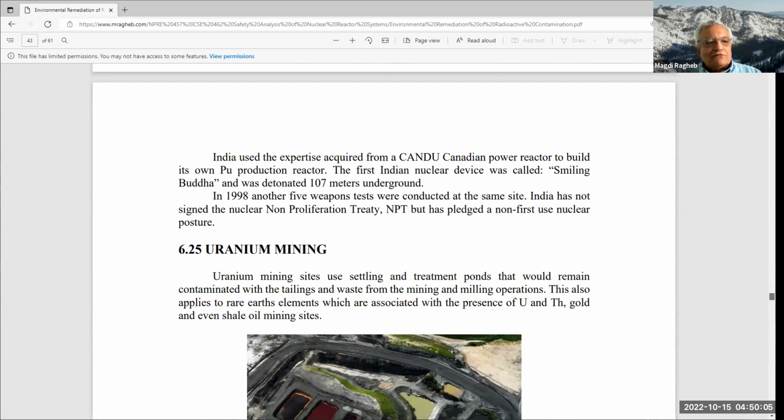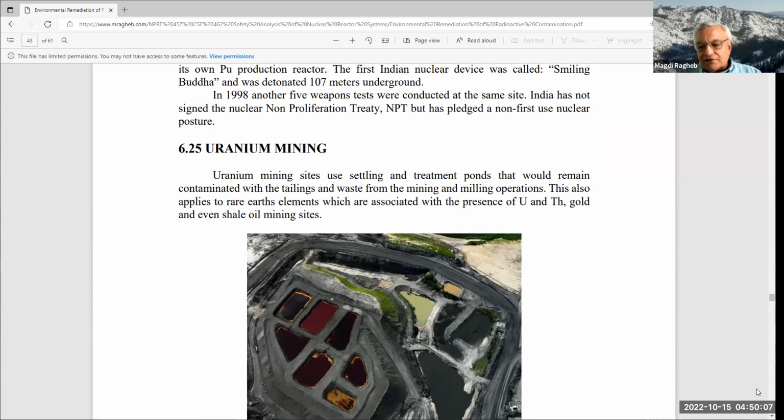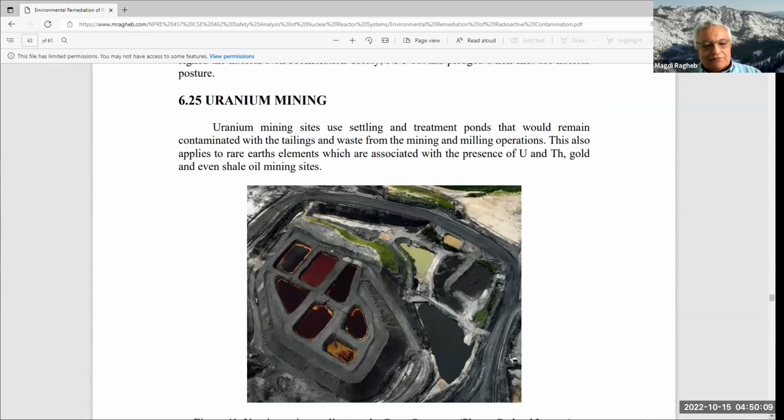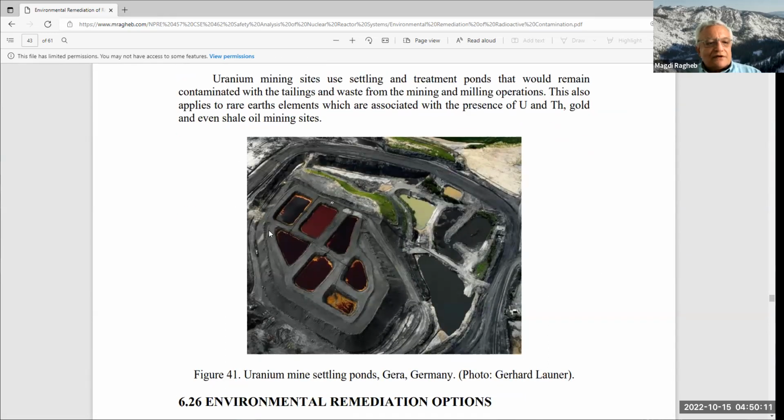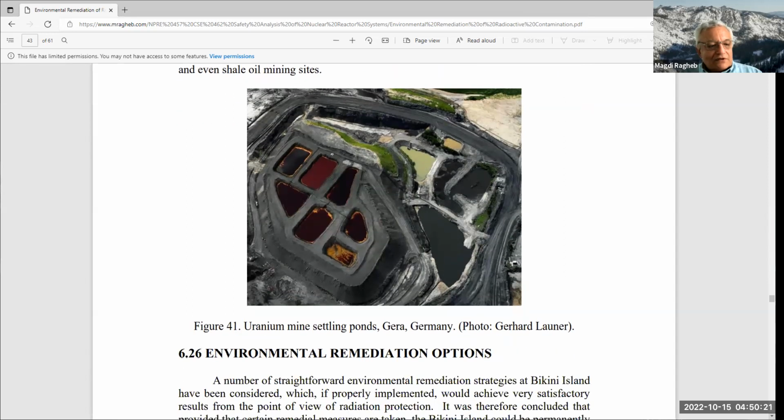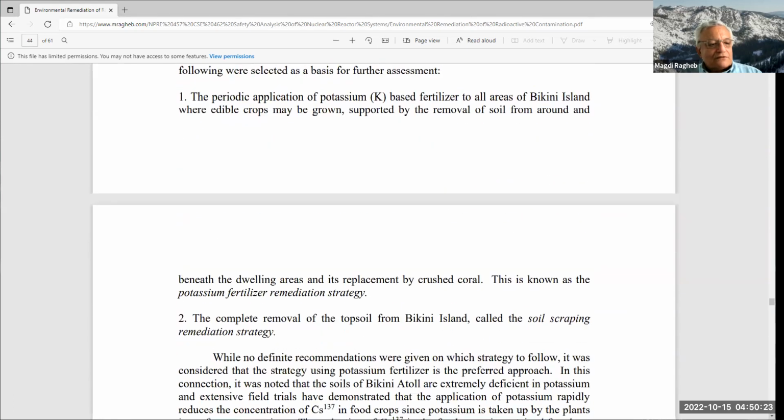Another contamination with radioactivity is in the areas where uranium mining is being conducted. This is an area of Germany. It's basically a uranium mine with settling ponds, and that area is definitely contaminated. We don't know what they're doing to it.